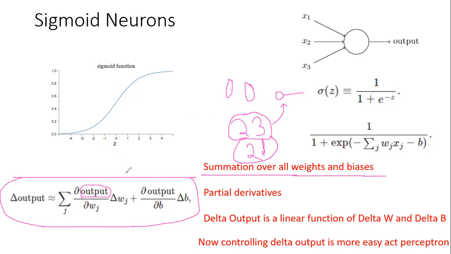The other point that you should keep in mind is that this is a linear combination, which makes things very simple. So the change in the output is a linear combination of the change of the weight and the change of the bias. That makes things very simple. If it was a quadratic relationship, then it would be difficult for us. This is a simple linear combination, like an equation of a straight line.